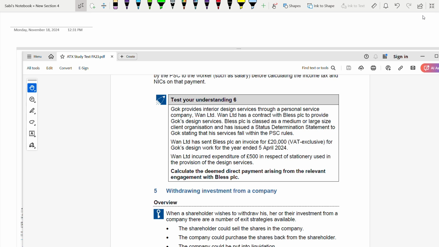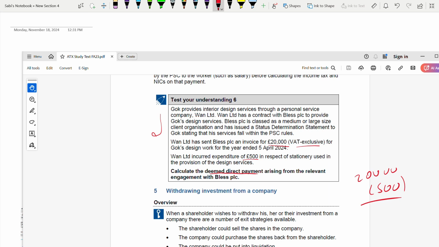Test your understanding 6. Calculate the deemed direct payment arising from the relevant engagement. So here, all this is introduction, that they are small or medium and it falls within the PSC rules and all. We will directly go to the payment. Invoice 20,000, it's VAT exclusive, and expenditure is 500. So here it is simply 20,000 minus 500, 19,500. This is your DDP.